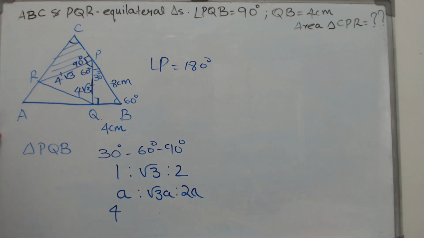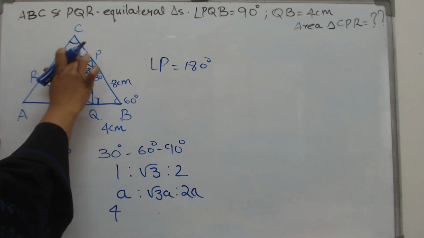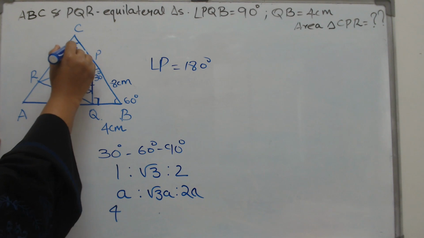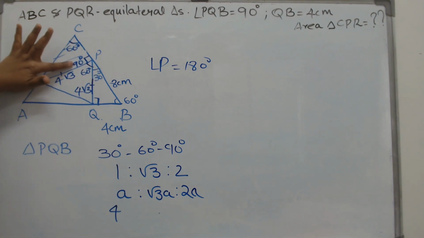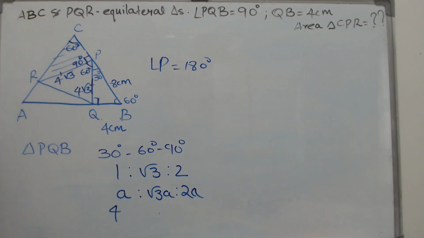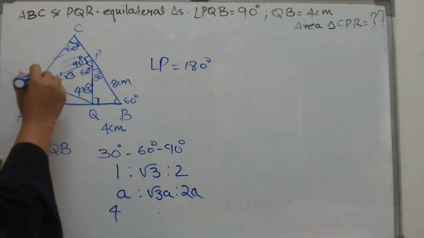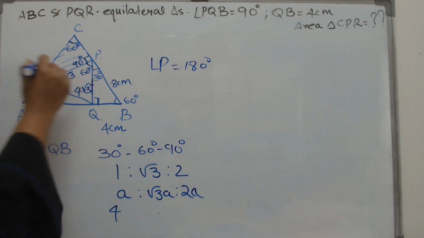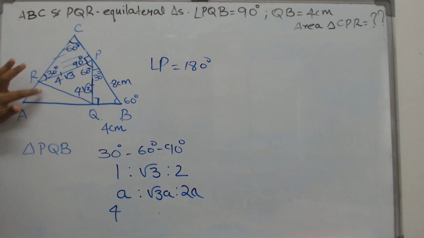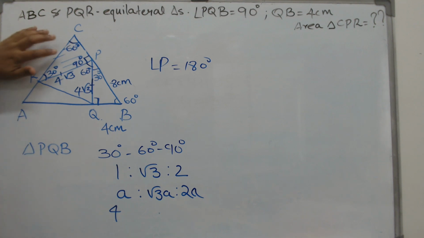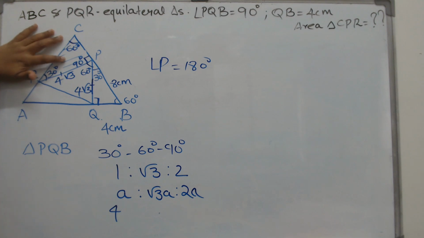ABC is an equilateral triangle. All angles are 60, which means this is 60, a 90 here, a 60 here. That means the third angle will be a 30. Now even without calculation, you can notice that the same thing follows here also. Here also you will get a 30, 60, 90. But then we don't have to worry about that. We just have to find the area of this triangle here, CPR.